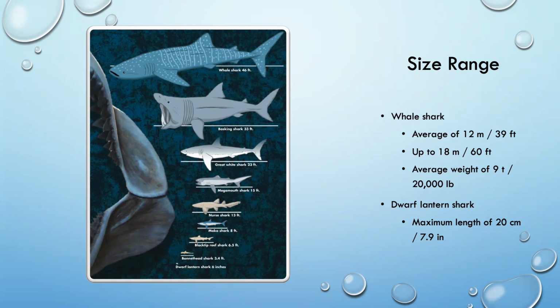Then we have the smallest shark in the ocean that we know of, and that is called the dwarf lantern shark, and that one is all the way down here. And this little guy, at his longest, is 20 centimeters or about 8 inches. So you could hold it in your hand. It's a very teeny tiny shark. And then in the middle, we have some other species that we're familiar with, like the basking shark, and here's a great white. Those are around 23 feet. And then a lot of the more common sharks: nurse sharks are 13 feet, mako sharks are 8, and blacktip reef sharks are down to 6.5 feet. And then they just kind of get smaller from there.